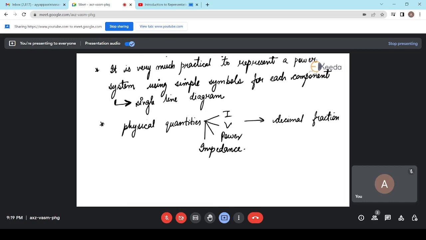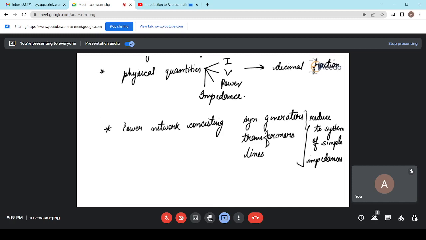This is a major advantage of the per unit system, that synchronous generators, transformers and lines reduce to a system of simple impedances. See, the per unit system leads to great simplification of three-phase networks involving transformers, and an impedance diagram drawn on a per unit basis does not require ideal transformers to be included in it.